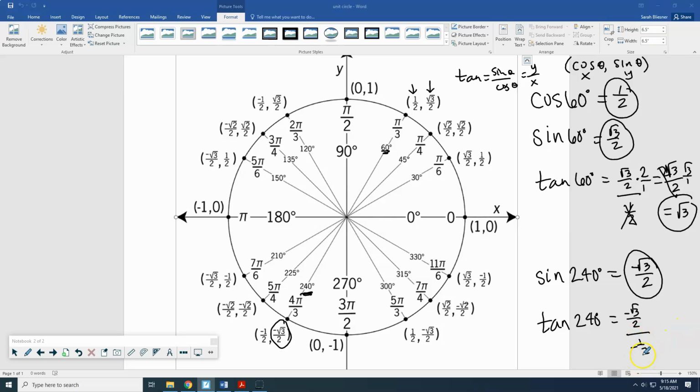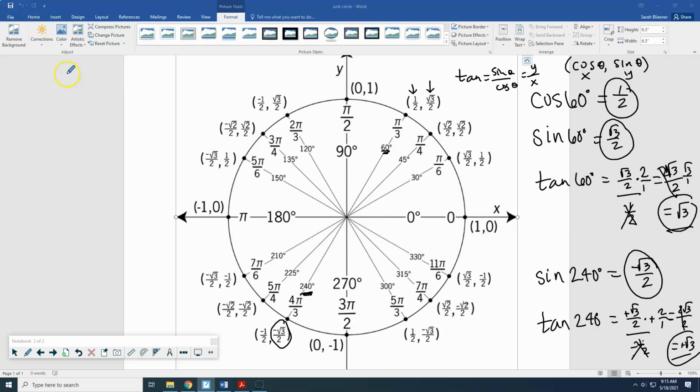So again, take the bottom one and flip it and then multiply. The negatives will cancel out because there's 2 of them. On the top I would have 2 square roots of 3. On the bottom I have 2 times 1. Our negatives canceled out. So it would just be positive square root of 3. Okay. Incidentally, it will not always come out to the square root of 3.